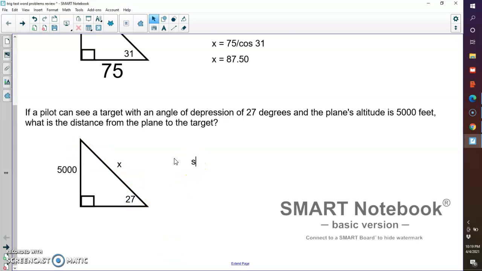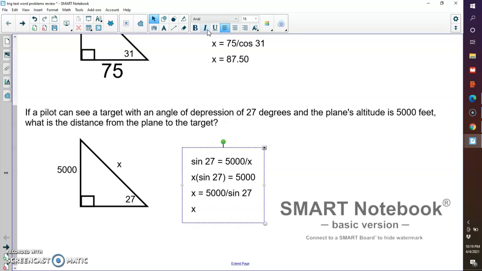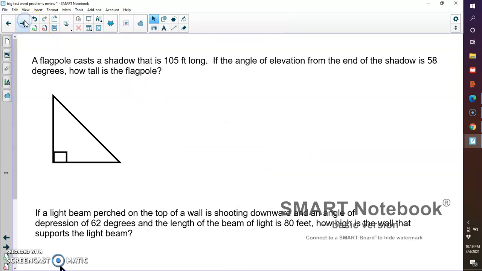So now my trig function is sine of 27 equals the opposite side, which is 5,000, over my hypotenuse. I multiply both sides by x to get rid of the denominator. And then we divide both sides by the sine of 27. So 5,000 divided by the sine of 27. When I put that into my calculator, I get x equals 11,013.45. Remember, we're always rounding to the nearest hundredth. Okay, and you are responsible to be able to put that in your calculator.